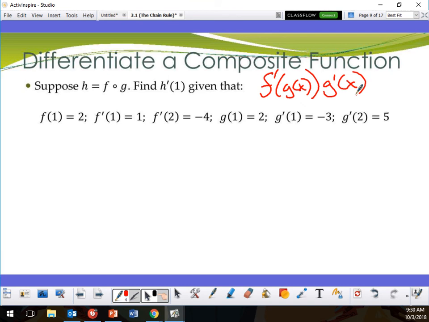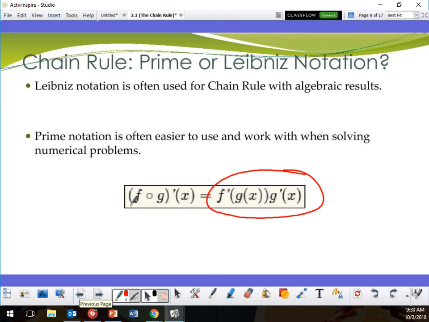Suppose h is equal to f of g, like this. What it means is g is in f. The notation is exactly the same right here: f of g means g is inside of f.